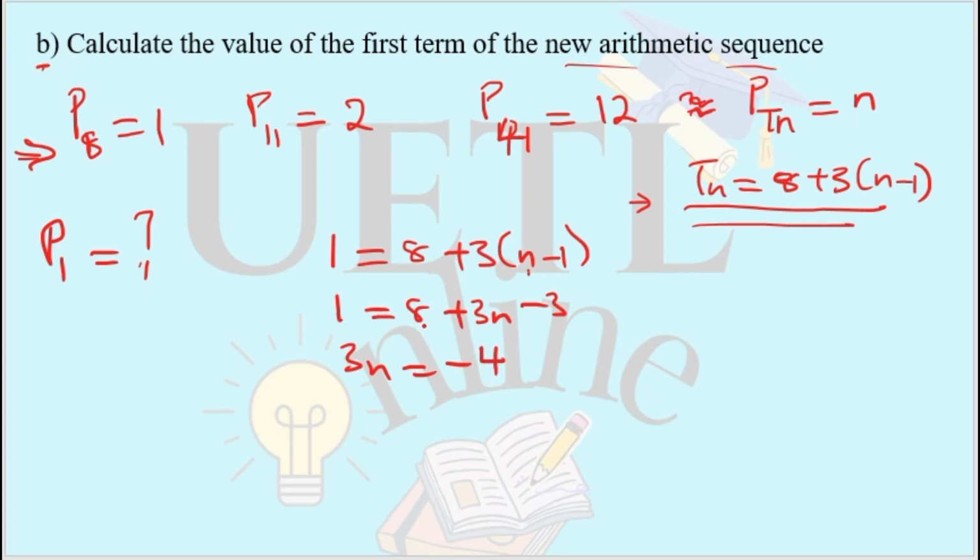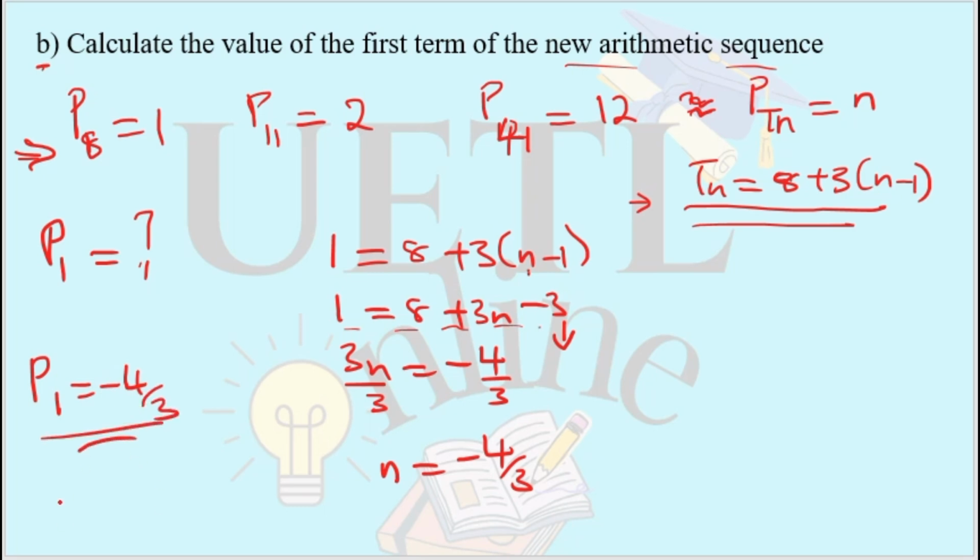If we simplify this equation, it goes to this. Just try to simplify on your own. If we divide by 3 over 3, now n becomes minus 4 over 3. So if we found n, this means that P of 1 is equal to minus 4 over 3. P of 1 is our first term, so we can simply say the first term is equal to minus 4 over 3.